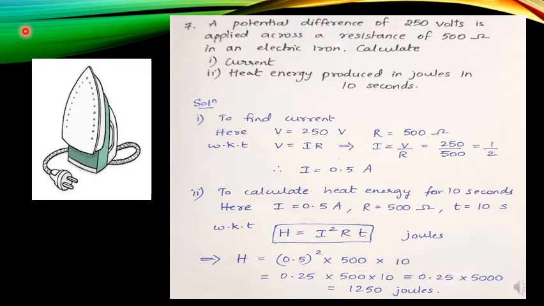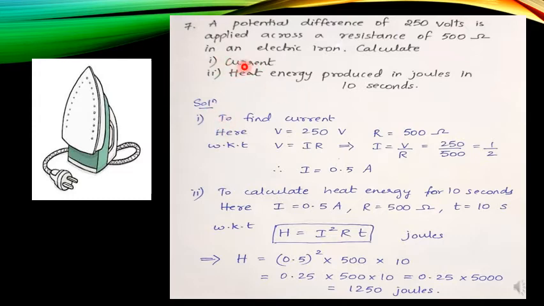Next problem is based on an electric iron box. A potential difference of 250 volts is applied across a resistance of 500 ohms in an electric iron. Calculate the following. First one, current. Second one, heat energy produced in joules in 10 seconds. So you are going to find two answers for the same question here.